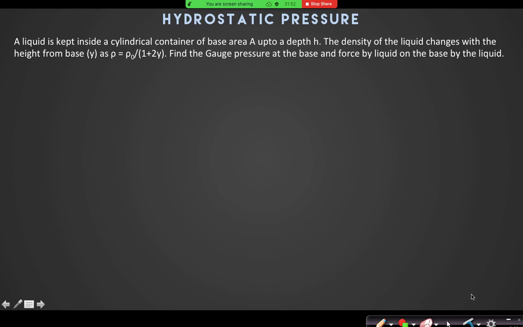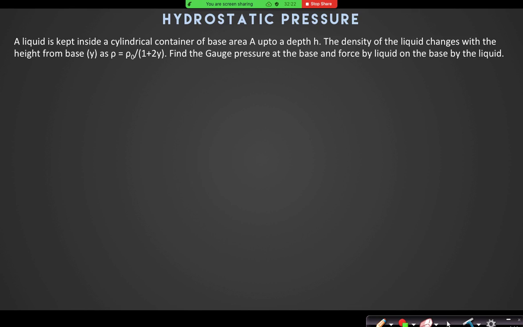Now it's a simple question I have written. Try to find the answer. A liquid is kept inside a cylindrical container having base area A up to a depth h. The density of the liquid changes with the height y from its base as rho naught into 1 plus 2y. Find the gauge pressure at the base and the force by the liquid on the base.